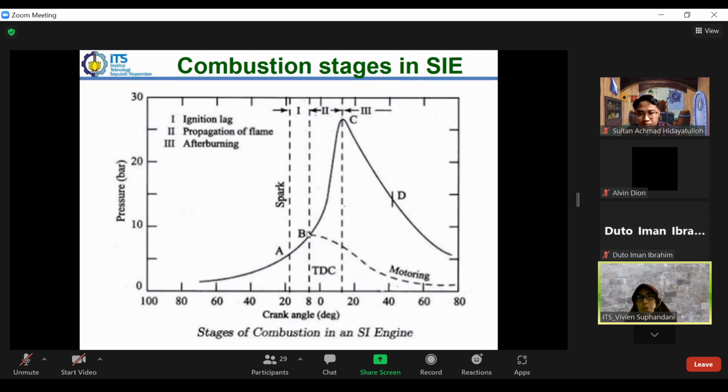And afterward, there will be a propagation of flame so that it will increase the pressure to a maximum at point C. And afterwards, we will have the afterburning process, which is the expansion process, or the power process, in the cycle. So these are the stages in an SI engine.